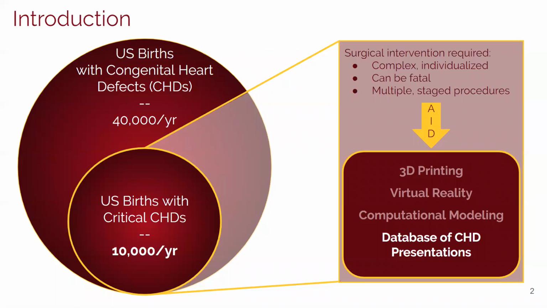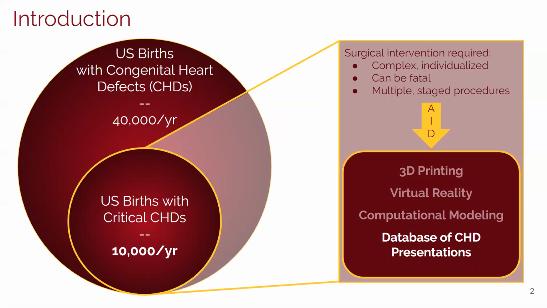Of those 40,000 newborns affected with CHDs, 1 in 4 have what is classified as a critical CHD, meaning that they will require a corrective procedure within 1 year after birth. These critical cases are often very complex with highly individualized presentation. Critical CHDs can often be fatal.